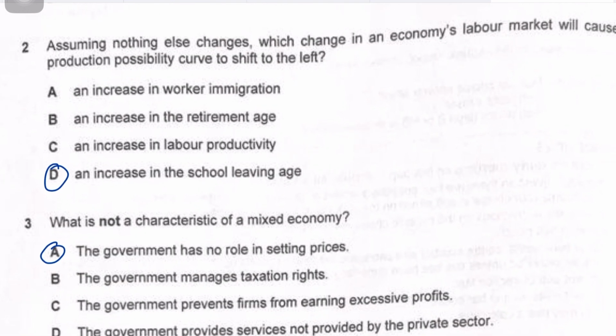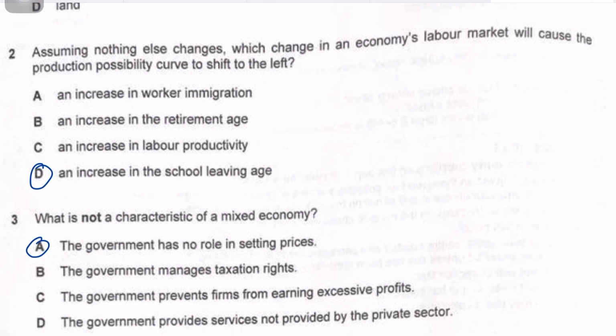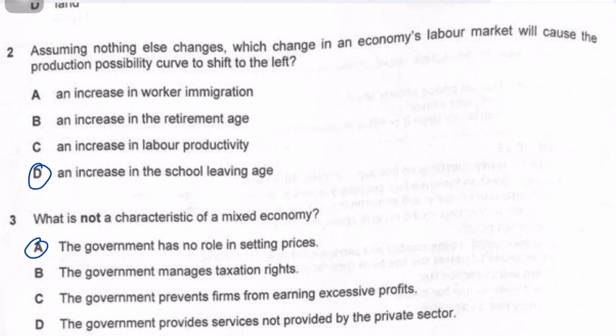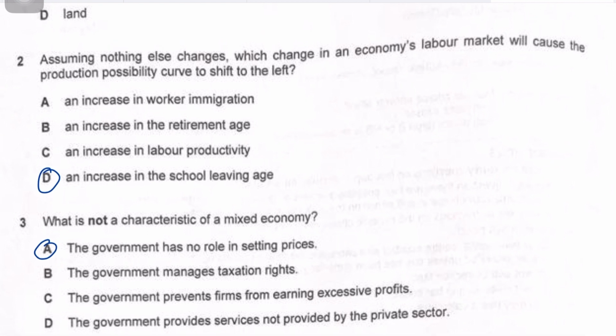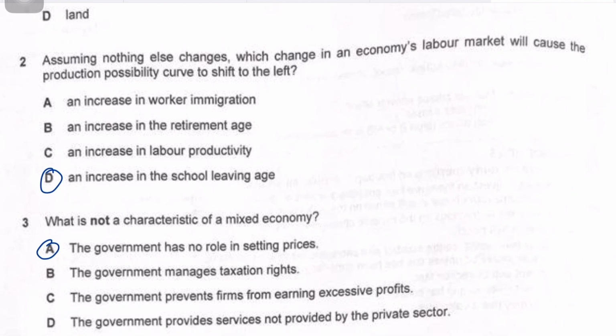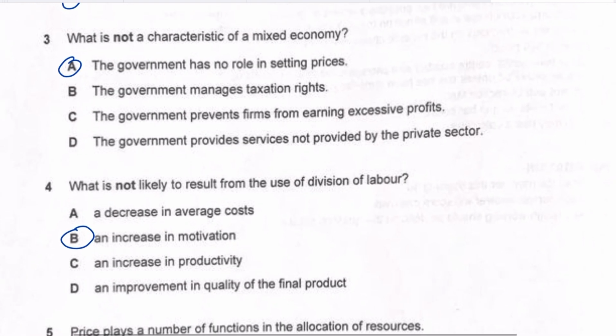Question number 2 says, assuming nothing else changes, which change in economy's labor market will cause a production possibility curve to shift to the left? The correct answer should be D. The simple reason is, this question is saying the production possibility curve will shift basically inwards, as in productive potential decreasing. Now, if you increase the school leaving age, you're allowing your children to enter the labor force at a much later age, right? And that will definitely result in a decrease in the quantity of labor force that will shift the production possibility curve inwards.